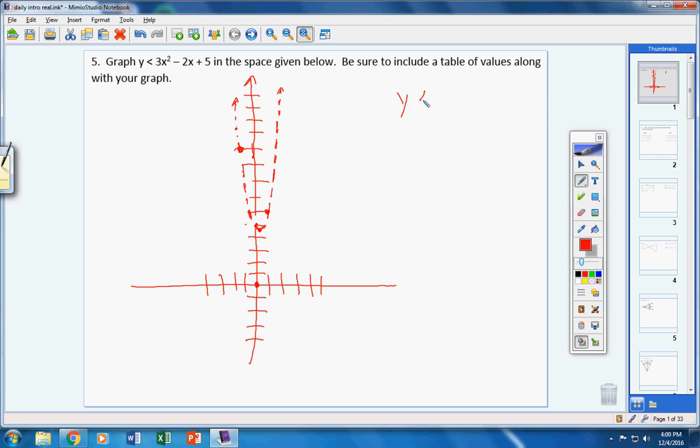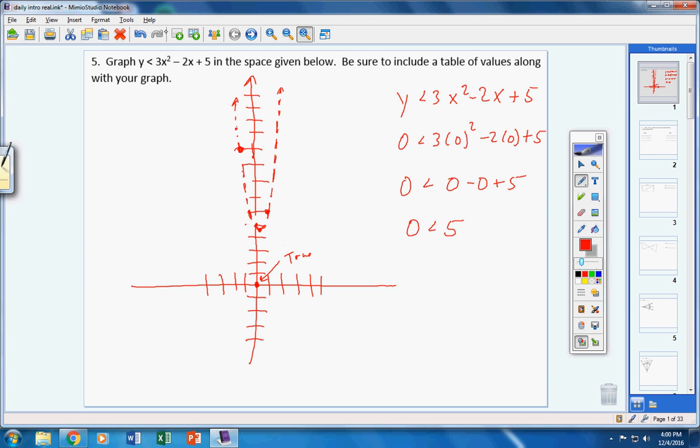Alright? y is less than 3x squared minus 2x plus 5. So where the y is, I put a 0, and where the x is, I put a 0. I'm testing 0, 0. And there we go. 0 times 0 times 3 is 0. 2 times 0 is 0. Bring down your positive 5. 0 is less than 5. Is that true or false? That's true. So this point right here is true.